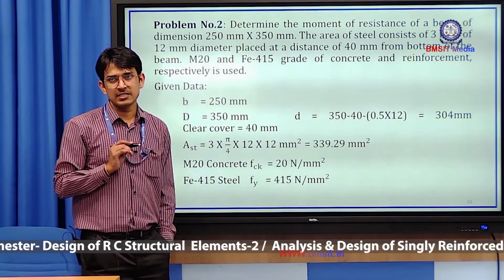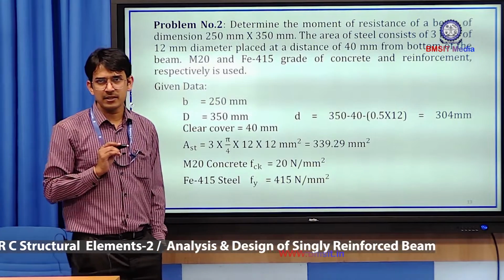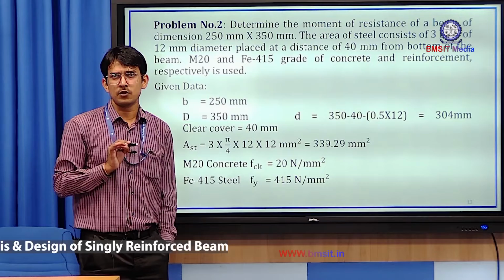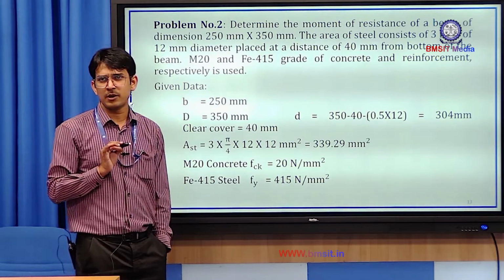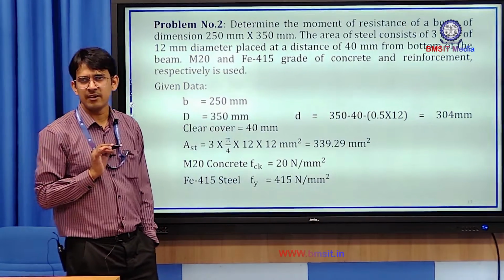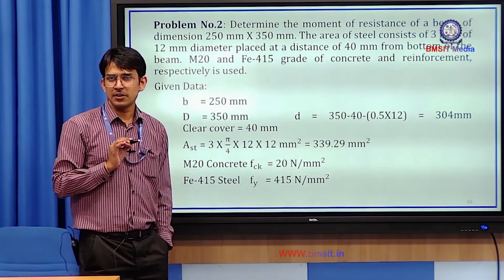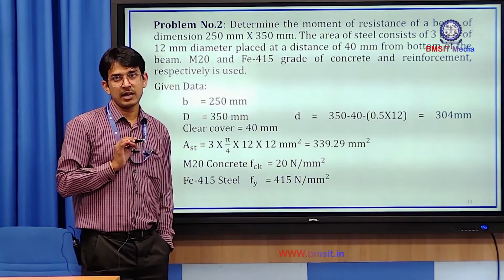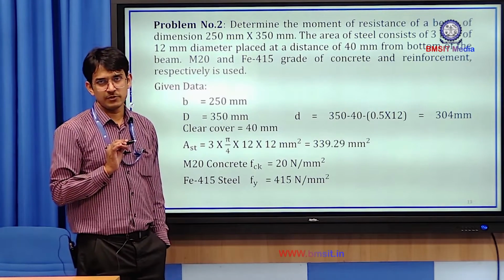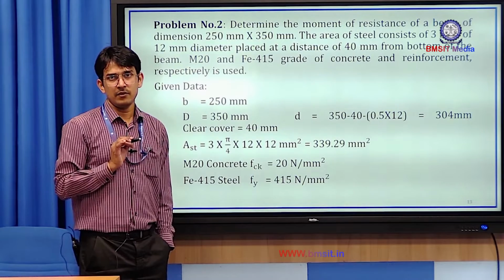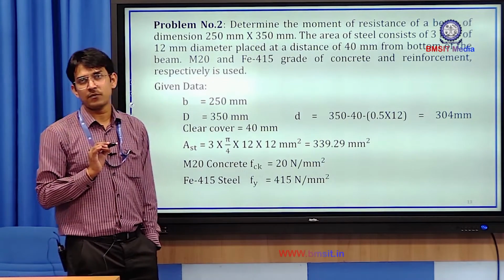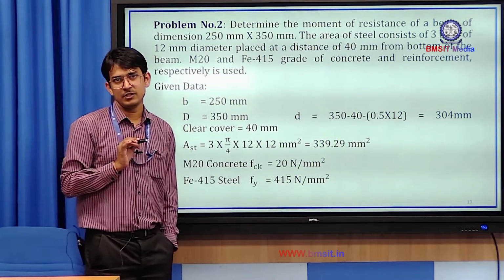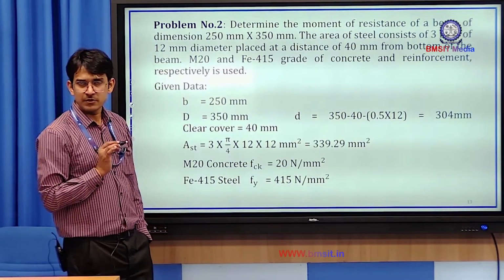Then the area of steel consists of 3 bars of 12 mm diameter placed at a distance of 40 mm from the bottom of the beam. So 40 mm from the bottom of the beam means it is the clear cover we have. 350 mm is the overall depth, 40 mm is the clear cover, and the diameter of the bar is 12 mm. First we have to calculate the effective cover and then the effective depth. We are using M20 concrete and Fe415 reinforcement. So now first we write the given data.